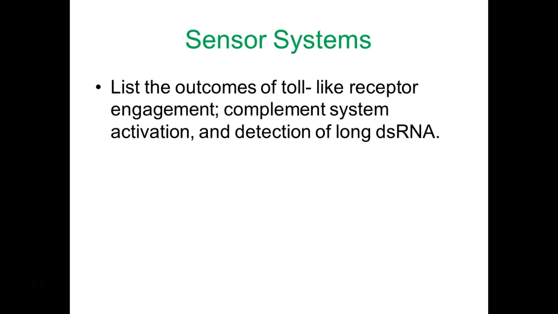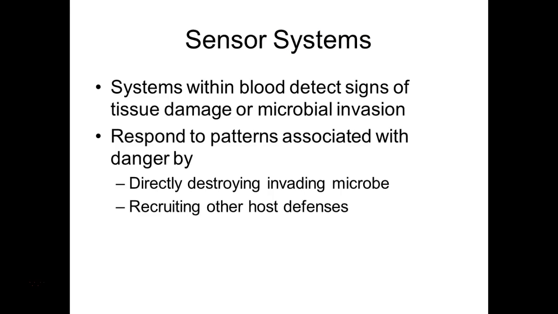So once it's activated, and there are different ways it can be activated, what are the outcomes? What happens when we detect long double-stranded RNA? We don't have double-stranded RNA in our cells, do we? Now what type of invader might have double-stranded RNA? Viruses. That's one of our specific detections for viruses.